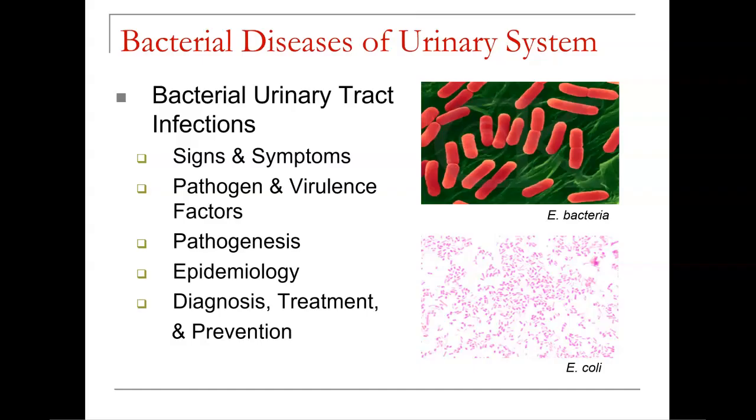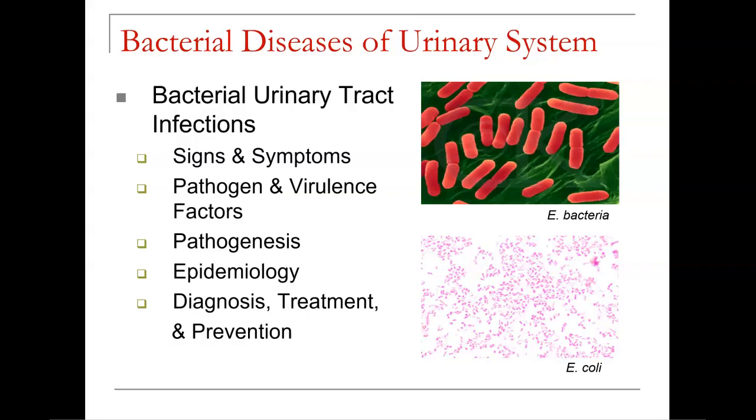Bacterial urinary tract infections. These are going to create frequent, urgent, painful urination. Urine may be cloudy with a foul odor. The pathogen usually is going to be E. coli. The virulence factor is going to be the flagella and attachment of fimbriae. The pathogenesis is itself inoculating fecal bacteria that gets into the urethra. Lots of times for females, it's simply from not wiping properly after a bowel movement.